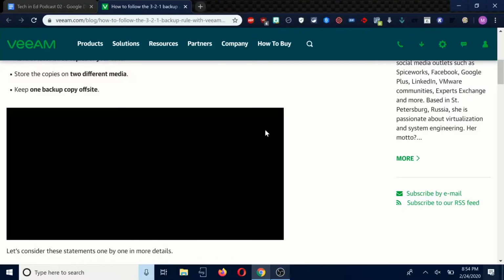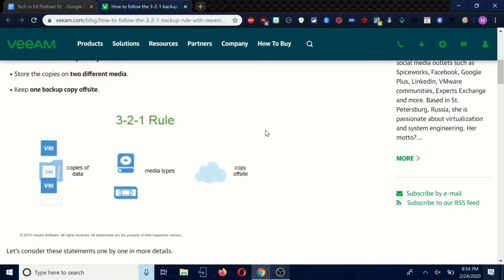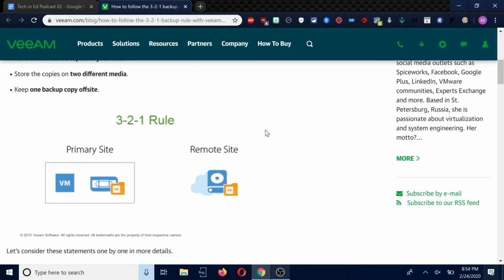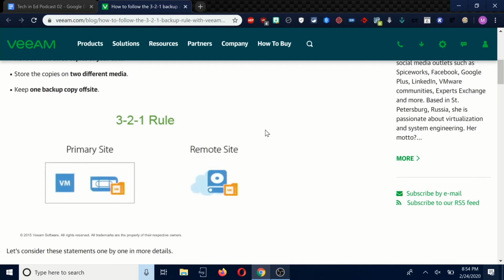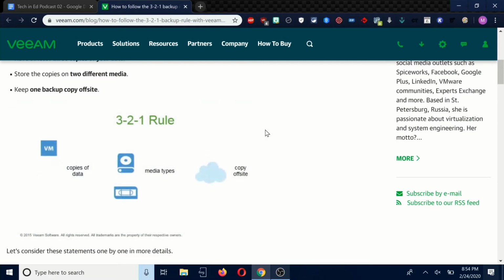So now with backups, there is a rule in the industry that's been a little bit more widespread. This is an article from Veeam that explains it. It's called the 3-2-1 rule. This is right on their backup page, and there are many YouTube videos and a bunch of articles you can go on there. I like Veeam because it is a large competitor in the backup and disaster recovery market.